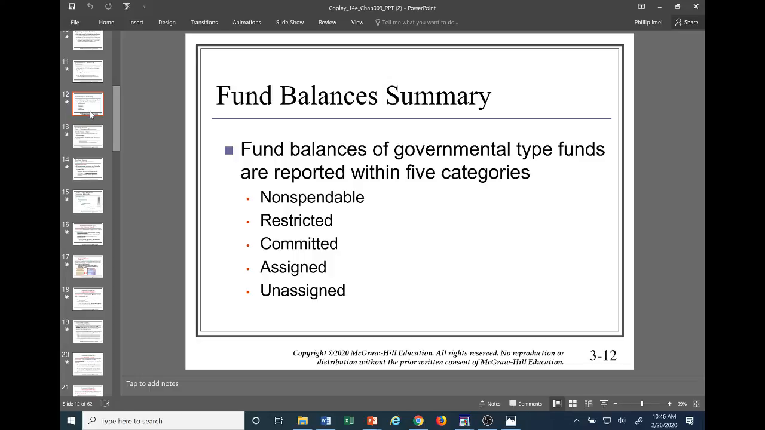Restricted: who places that on us? People outside the government. Right, and what's an example of that?